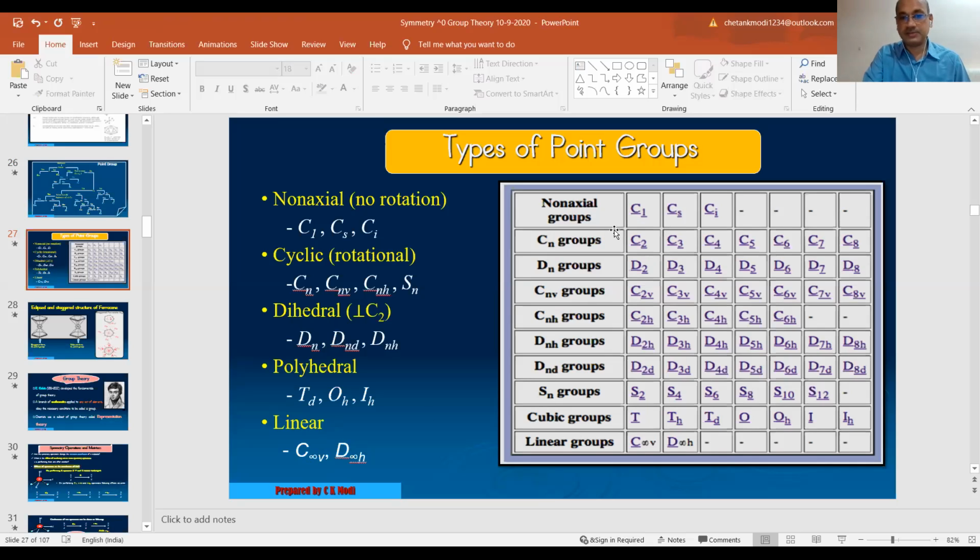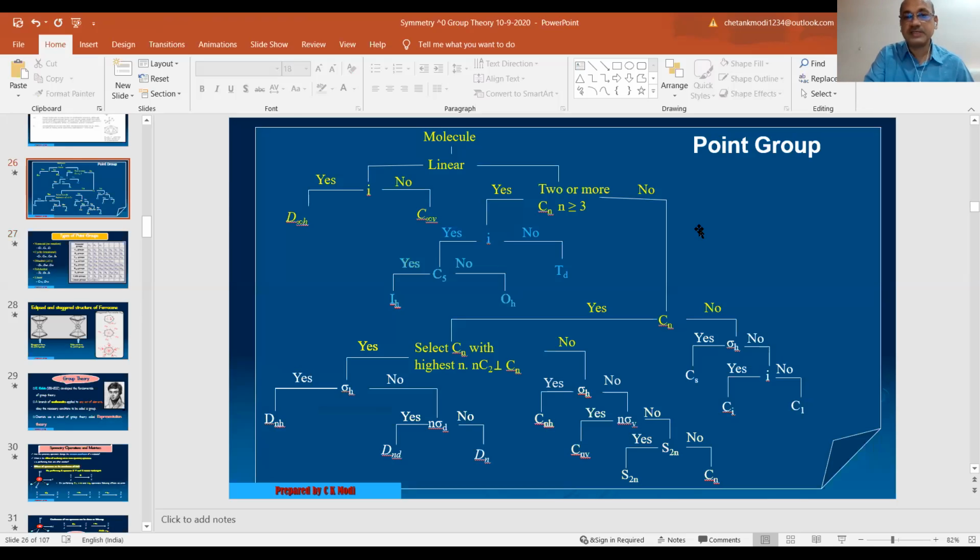So here, look at the non-axial groups. They are C1, Cs or Ci. C1 means it consists of only the identity operation, and the rest of the symmetry elements are absent. Therefore, the point group is C1. Cs means it consists of identity E plus a mirror plane sigma. Therefore, they come under this category, and the molecule is Cs. That we have already discussed earlier.